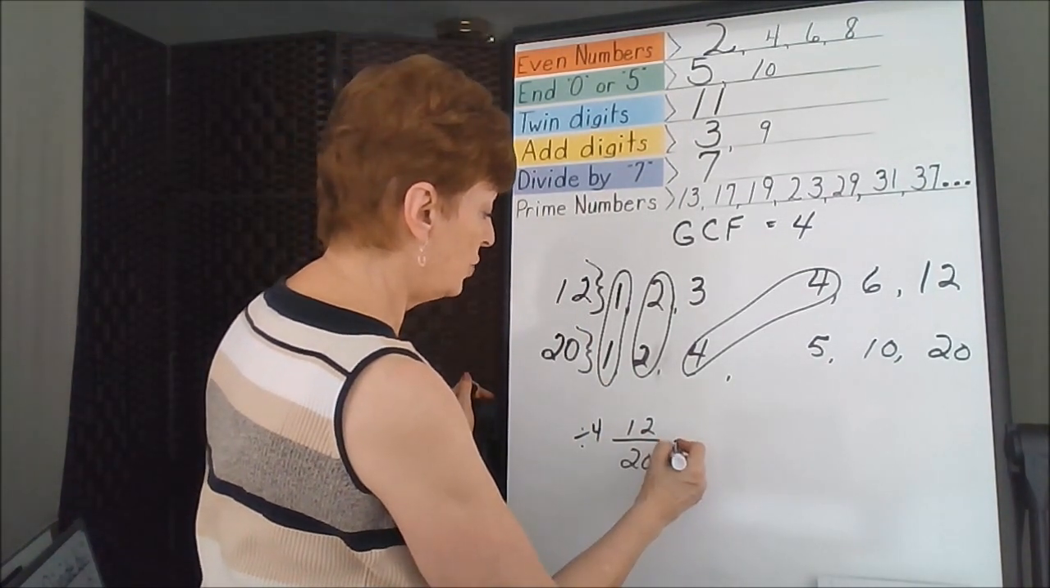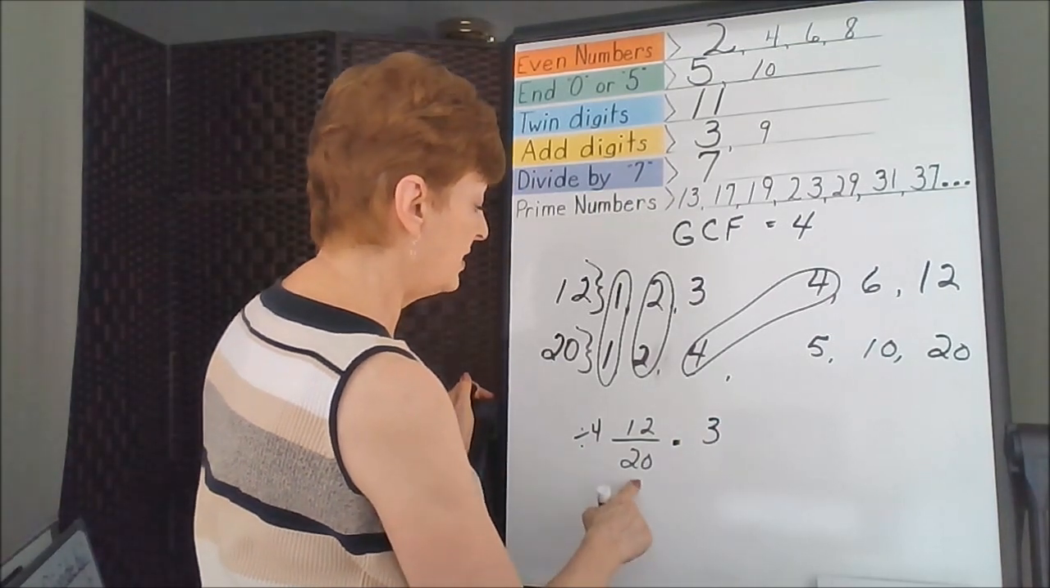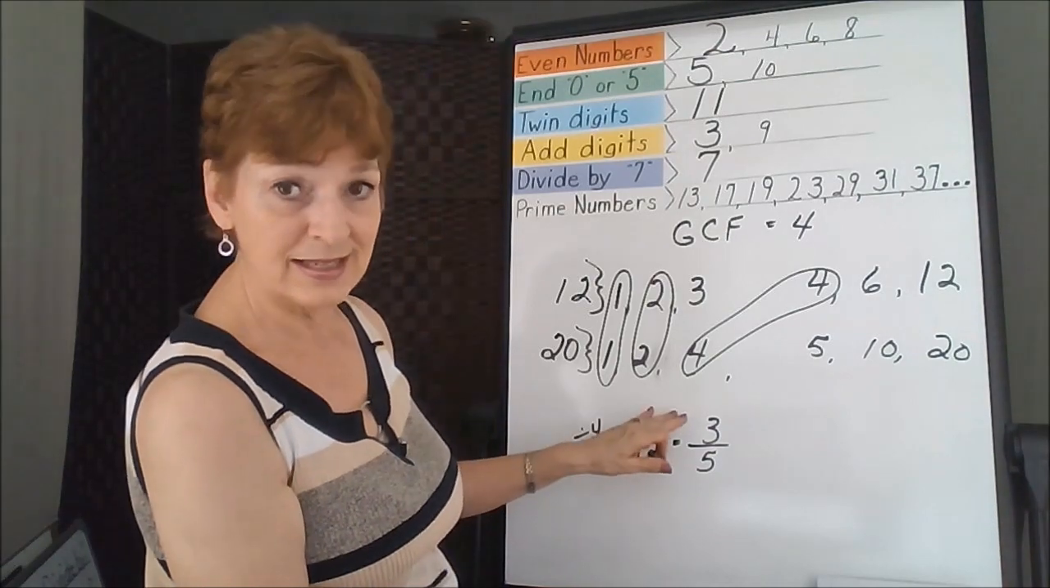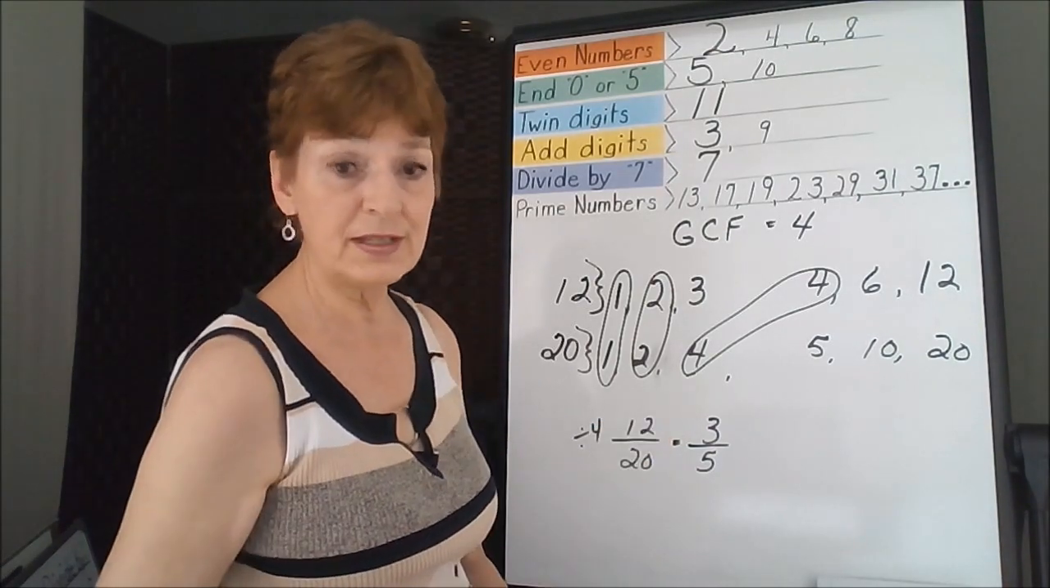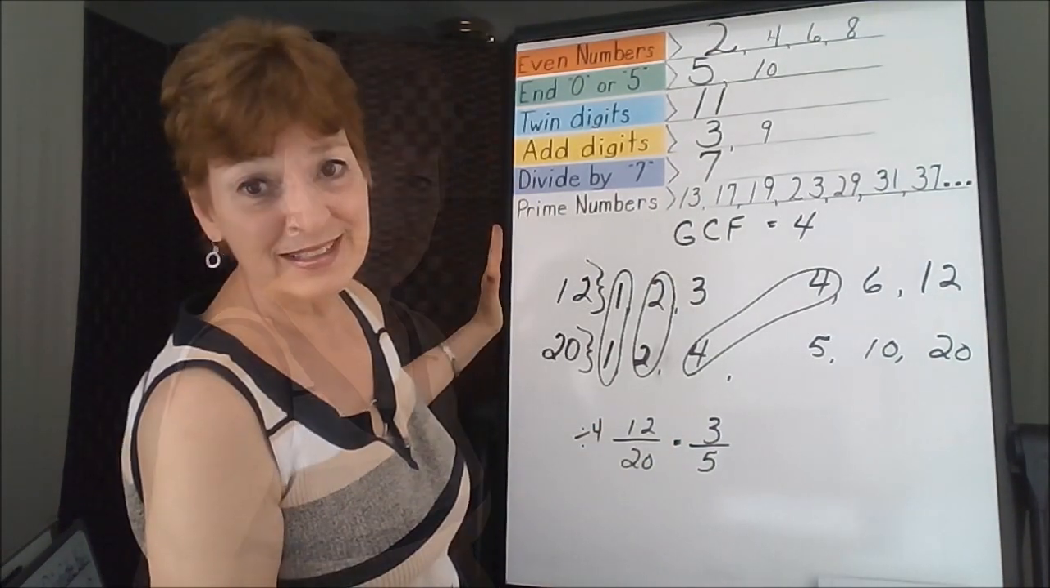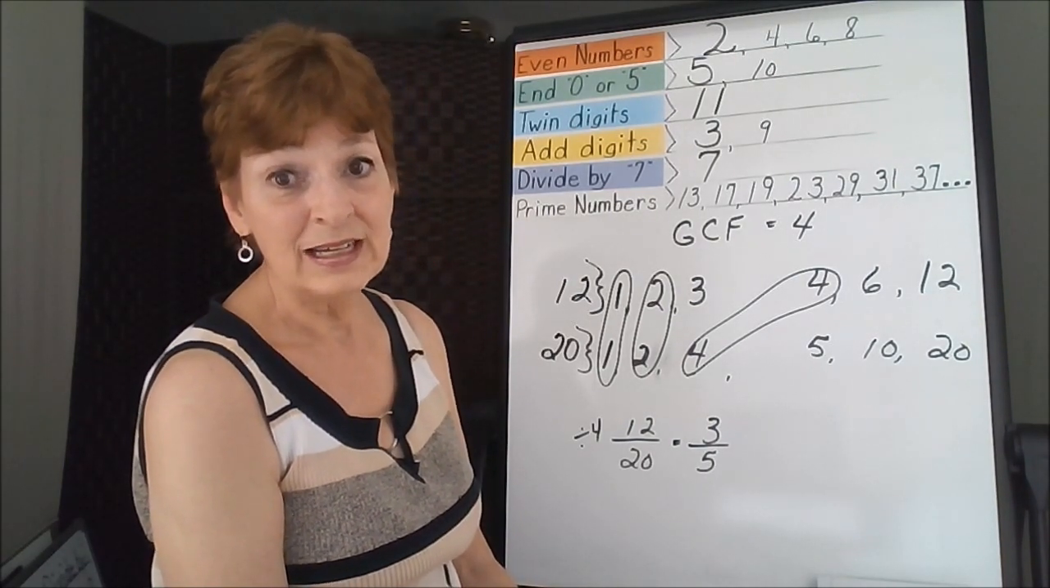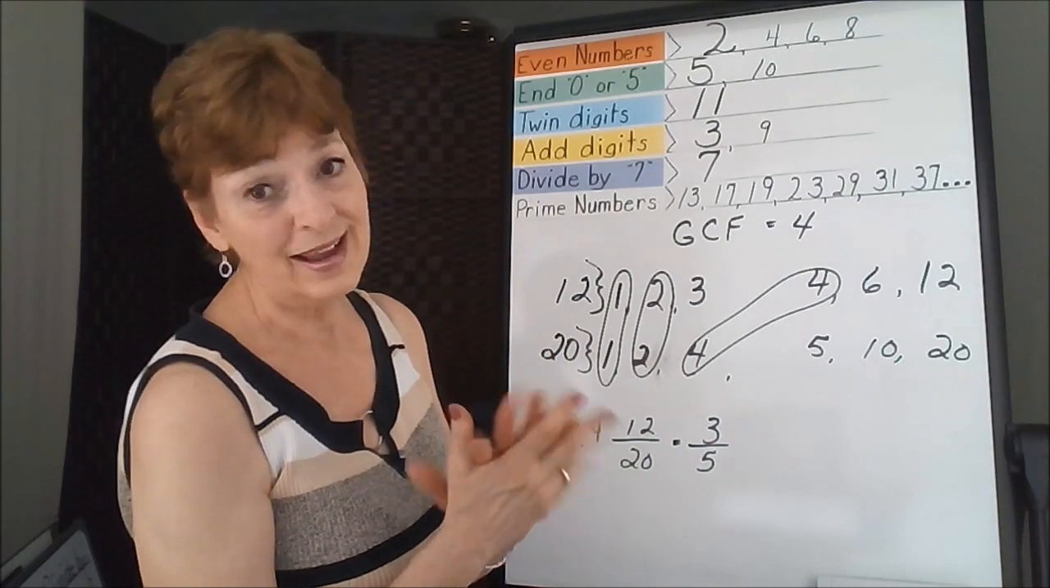4 divides into 12 3 times. 4 divides into 20 5 times. So 12/20ths is the same as saying 3/5. The divisibility rules can be used in math in a lot of different ways to get your answer quickly and accurately.